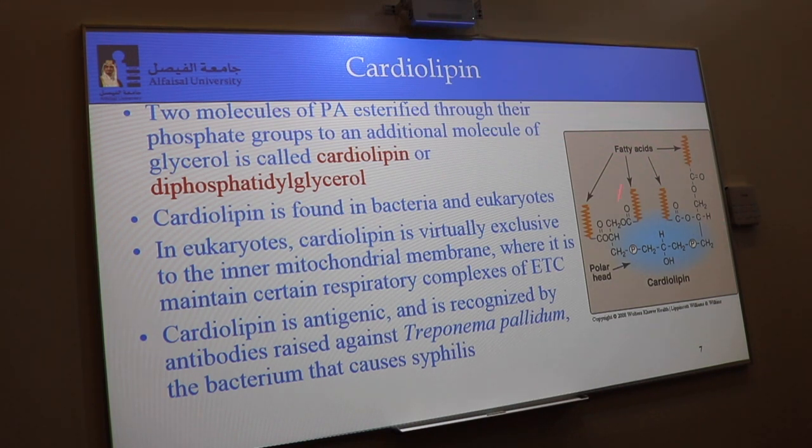But what about this cardiolipin? It is composed of two glycerophospholipids that are attached by a glycerol. So look what you have here. You have one and another one, and they are both attached by a glycerol. So it's a complicated structure, no need to know about it. But what you have to know is that cardiolipin is antigenic, and it is recognized by the antibodies that are raised against Treponema pallidum, which is the bacteria that causes syphilis, a sexually transmitted disease. So the antibodies against this bacteria can recognize cardiolipin as antigenic.